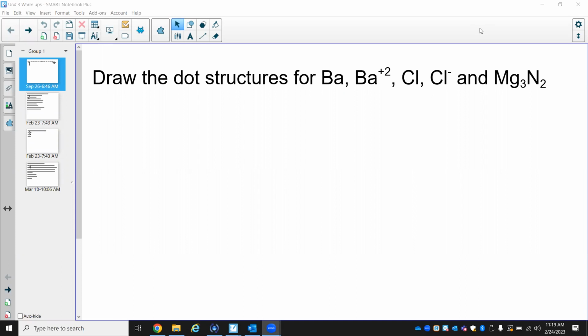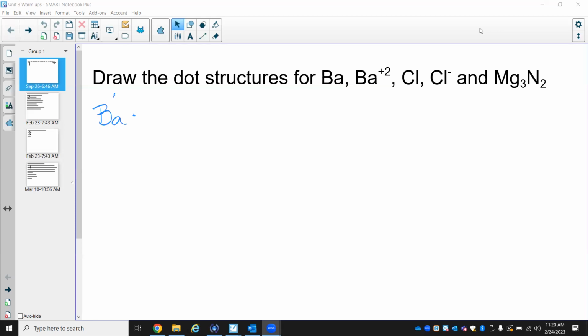So looking at this, the barium that is given does not have a charge. So remember, we need to find its location on the periodic table. It is in the second column, meaning that it has two valence electrons. It's in that group 2A. So remember, we're going to draw the two valence electrons around the atom, but remember, we cannot pair them yet until there are at least four around that atom.